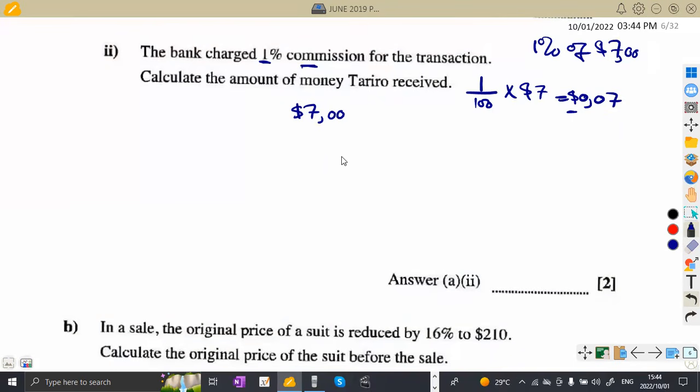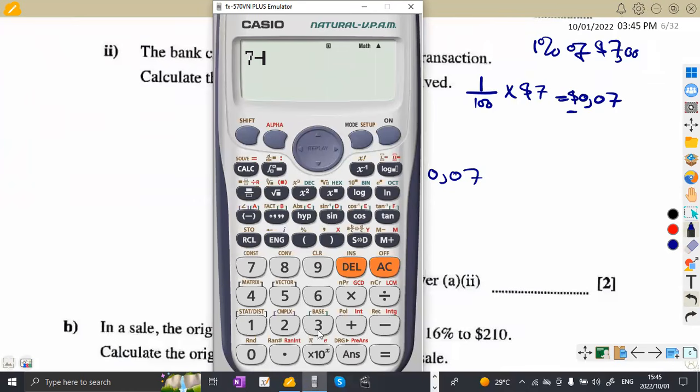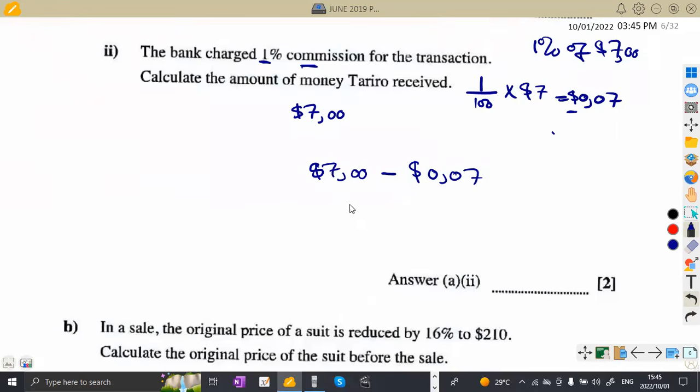So which means Tariro is going to receive how much? She was supposed to receive $7. But now, because of the commission, they're going to take away 0.07. So you subtract the decimal part there. So it's 7 minus 0.07. That is what she's going to have. So she's going to receive $6.93. This is what she's going to receive. All right, so that was the idea of the question.